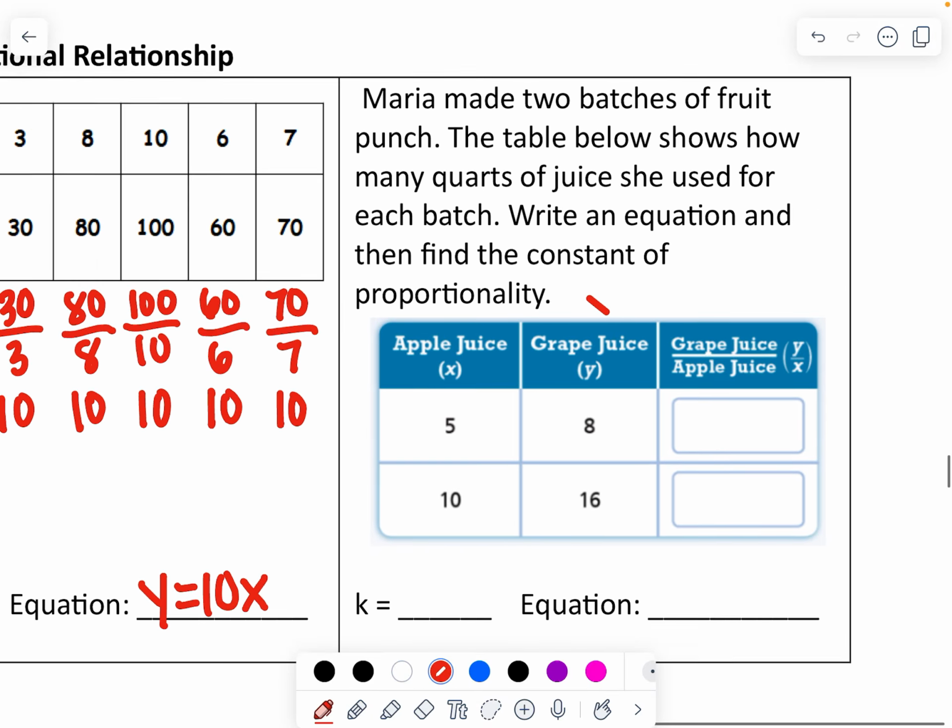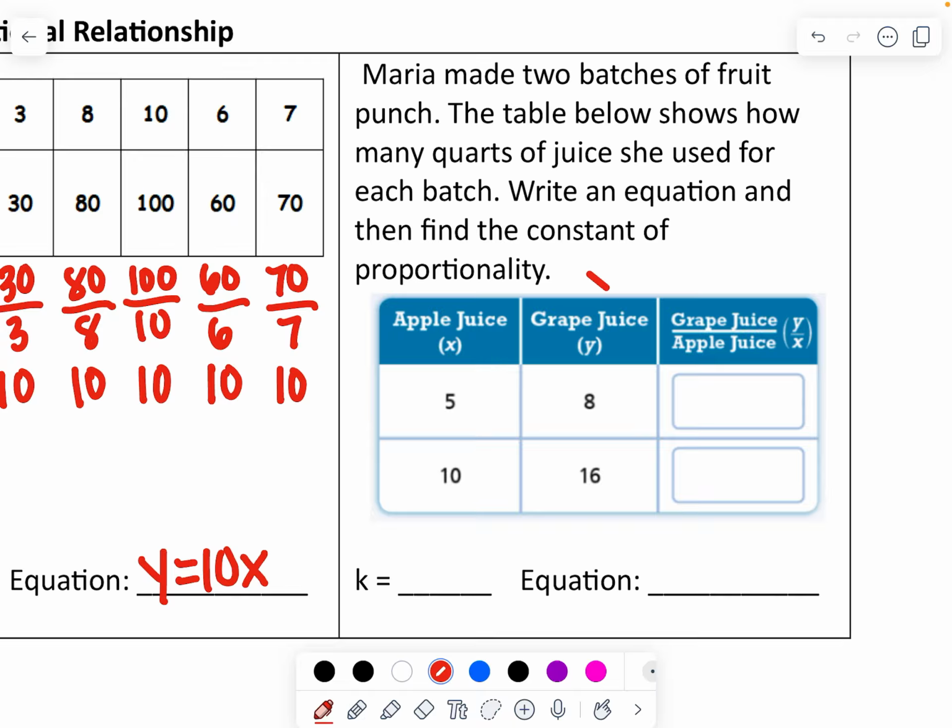All right, pause the video, try this question on your own, and then you can fast forward to see if you got it correct.